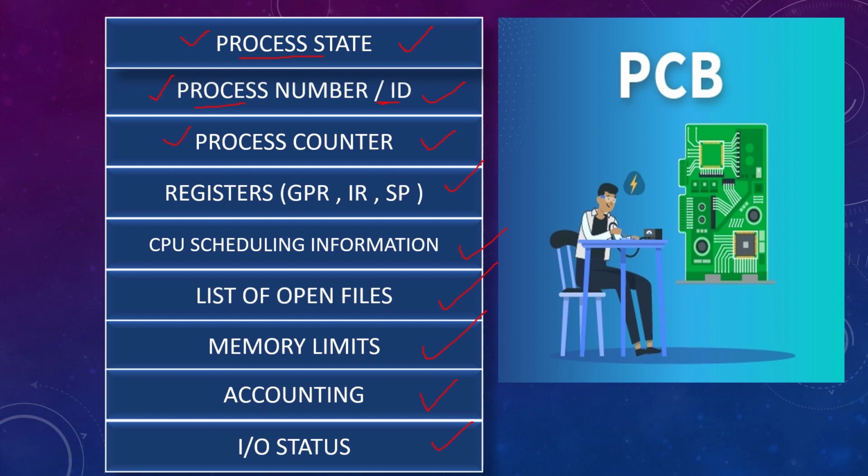Okay. The next thing is registers. As you know, the CPU contains a number of registers, and the number and type of registers that a CPU contains depends upon the computer architecture that you are using. Okay, there are various types of registers: general purpose registers, stack pointer. There are various types of registers. Okay, these registers basically contain the information about the process state.